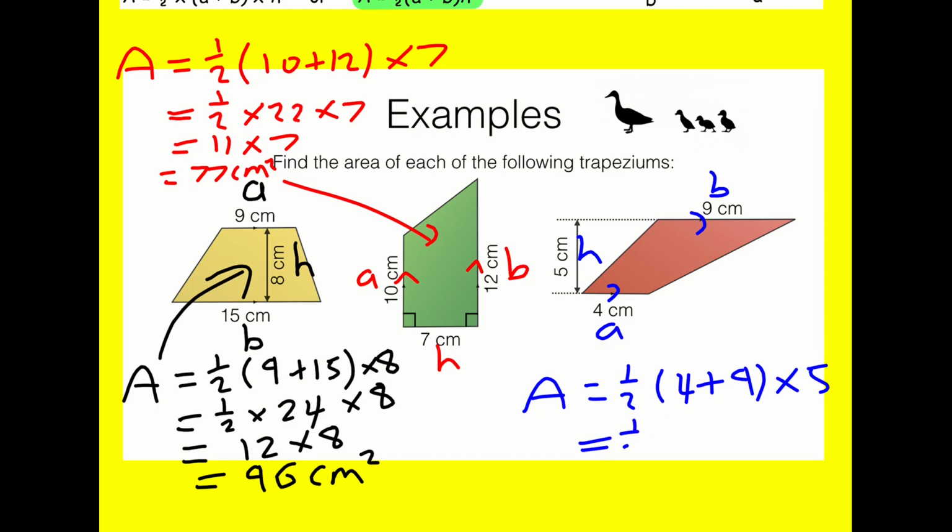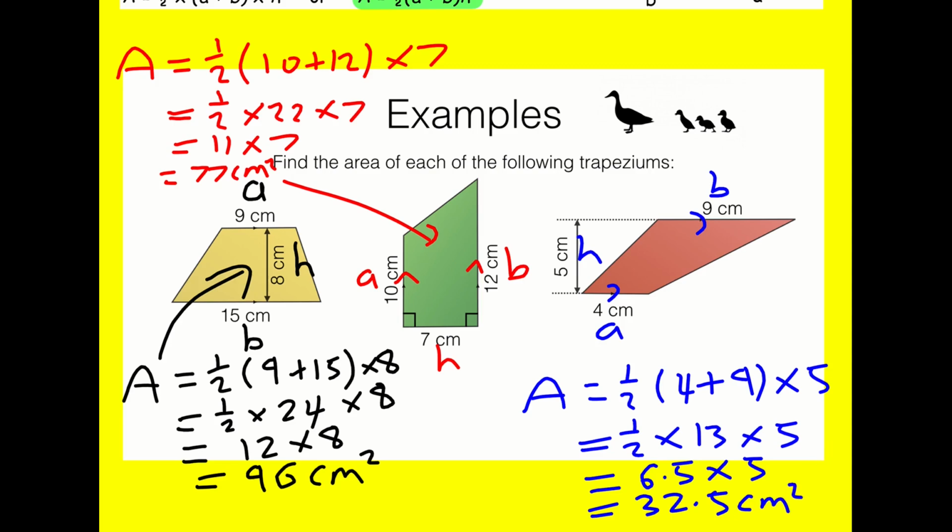Okay, that's going to be a half. Oh, this is looking a bit awkward. Half times 13 times 5. Now, it's not so easy now because I've got an odd number. But half of 13 is actually 6.5. And then I'm going to do 6.5 times 5. You might want to get your calculator out for this, but 6 times 5 is 30, and 0.5 times 5 is 2.5, so this is going to be 32.5. Again, it's centimeters squared.